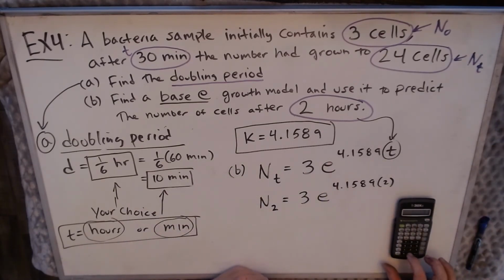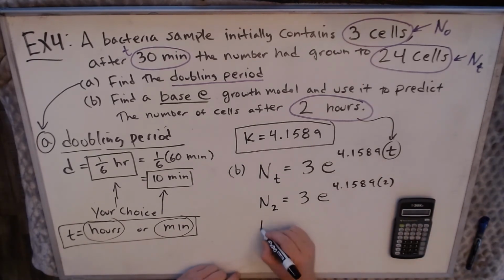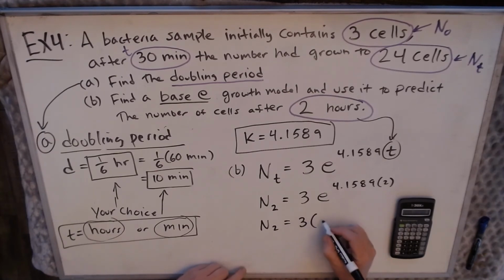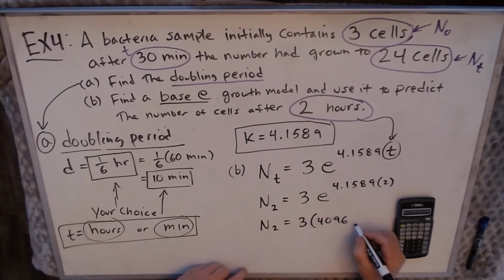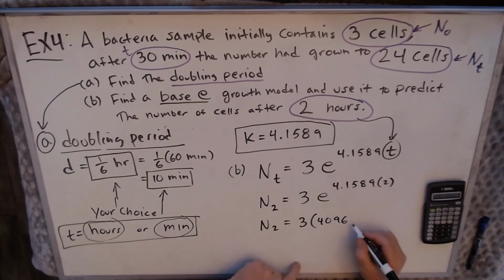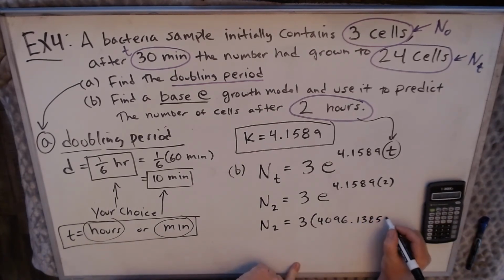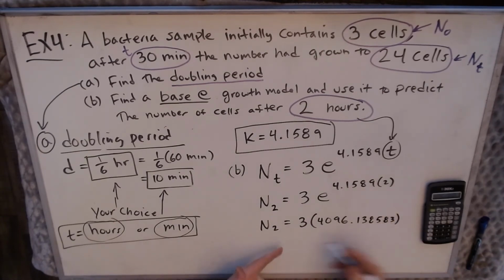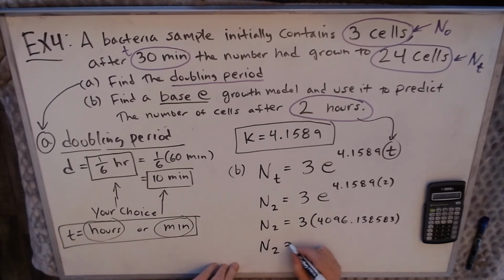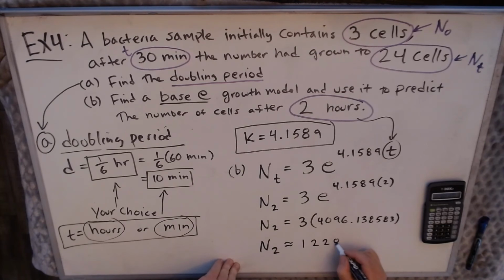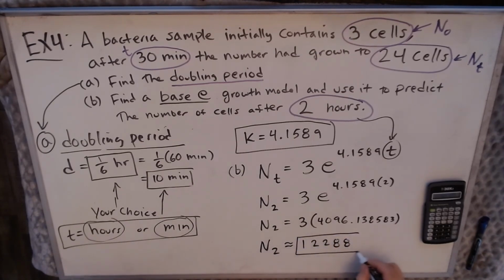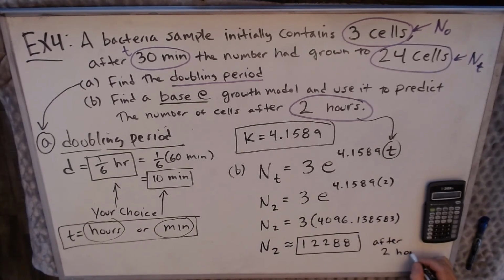So I've got my K, 4.1589 times 2 hours, and then e to that power. So that's 4,096. Now there are some decimals, but I'm going to be rounding to the nearest cell anyway, and then multiply that by 3. So the number of cells after 2 hours rounded to the nearest cell is 12,288 cells after 2 hours.